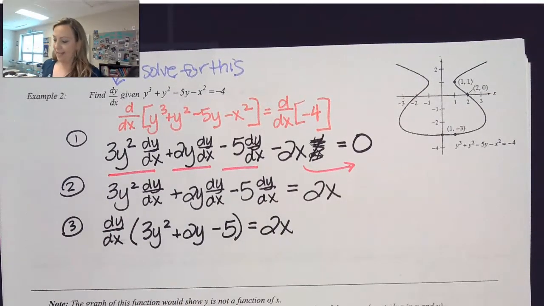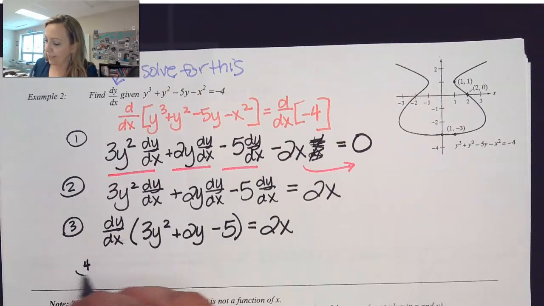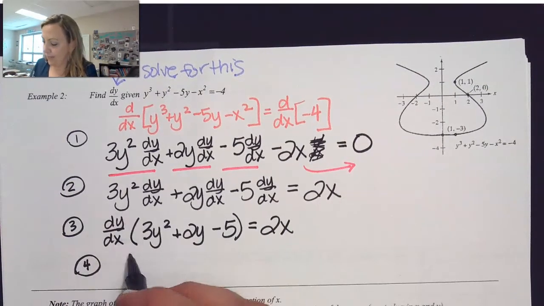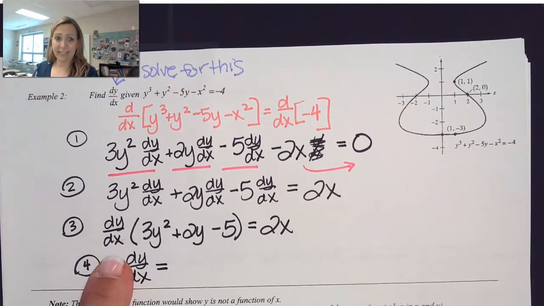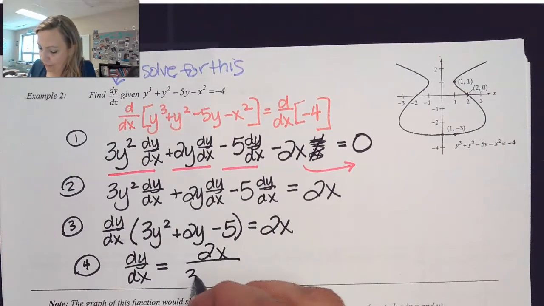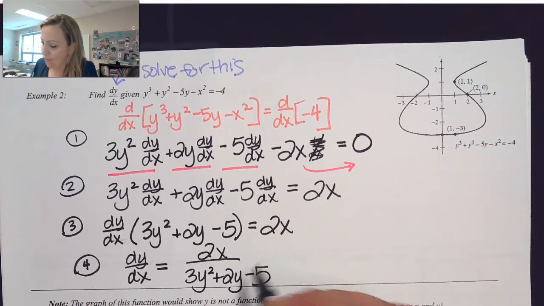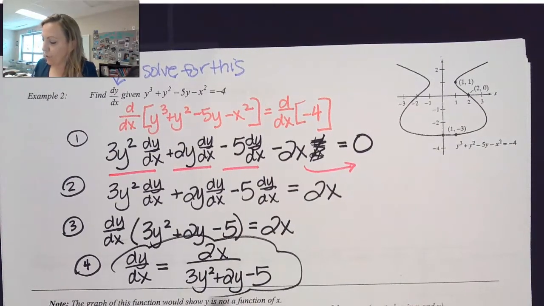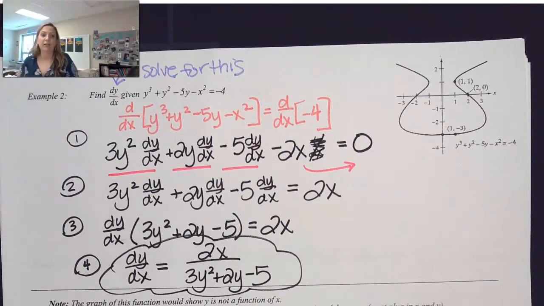Okay. And then step 4 is to isolate dy dx. And obviously that's a factor, so we're going to divide by 3y squared plus 2y minus 5. And now what we've done is we have solved implicitly for dy dx, okay?